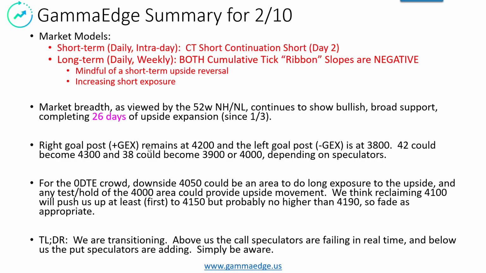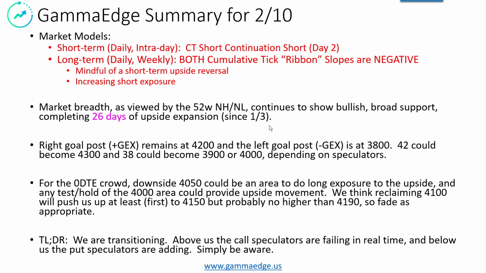The right goalpost, which is positive gamma exposure, remains at 4,200, but you'll see in the last slide here that the left goalpost, minus GEX, the right goalpost could go up to 43, getting twisted around my tongue there. And on the downside, that left goalpost could become 39 or 4,000.